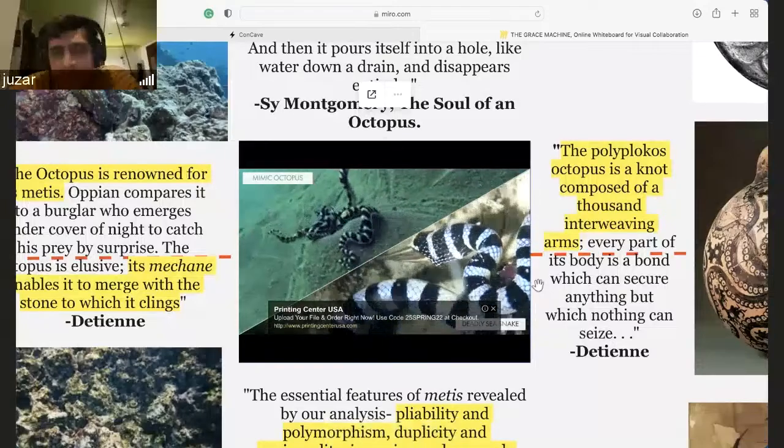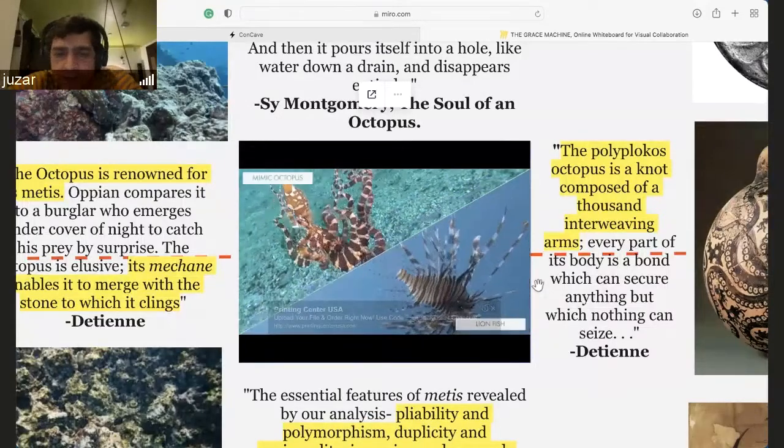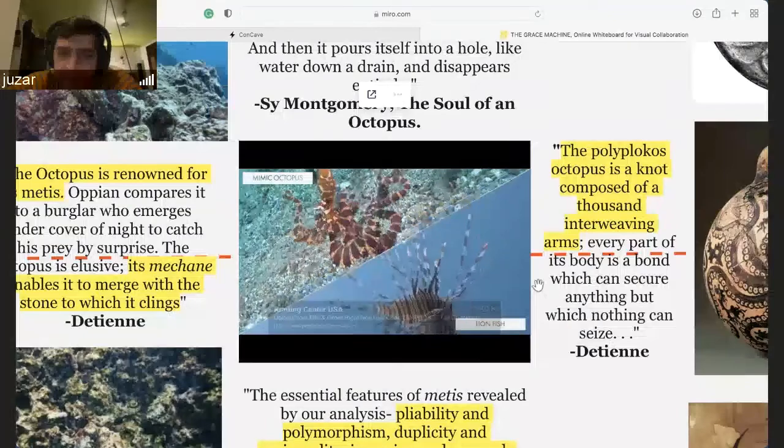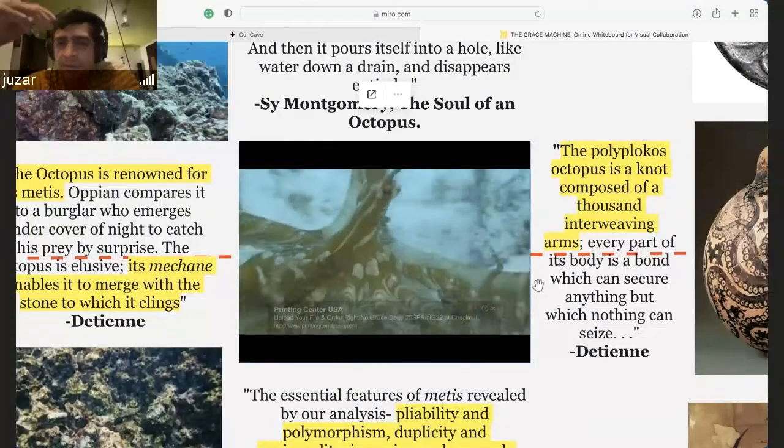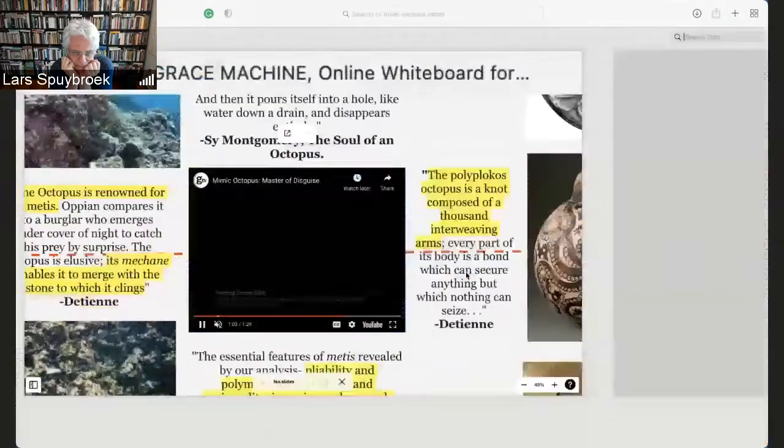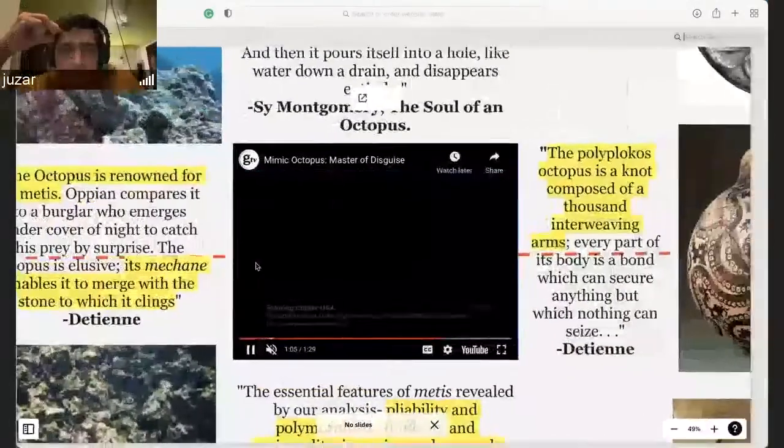Yeah, over here it becomes a water snake. There's something else. Something else. It depends. Yeah.